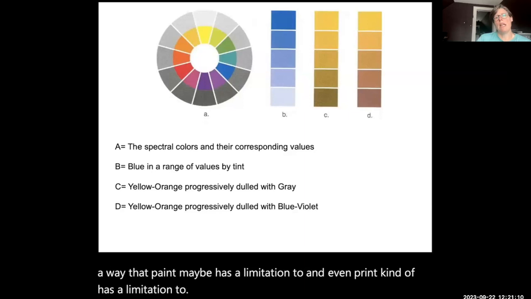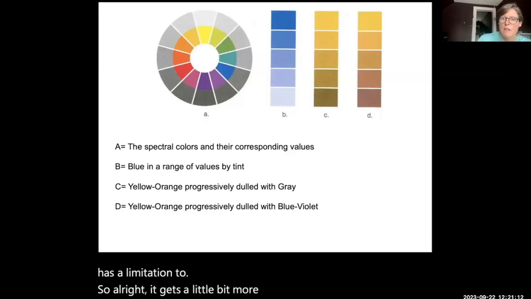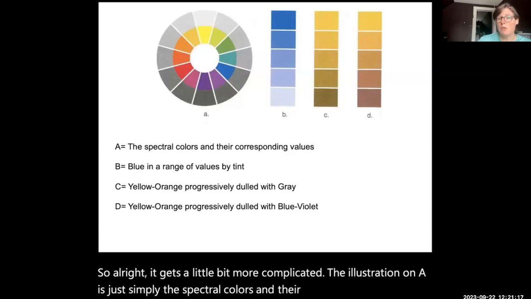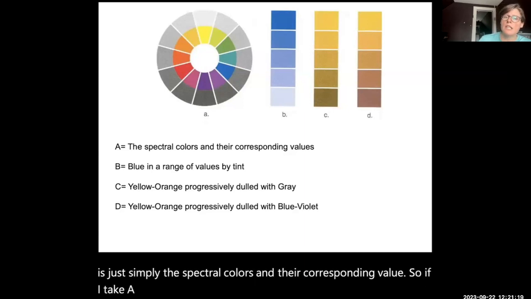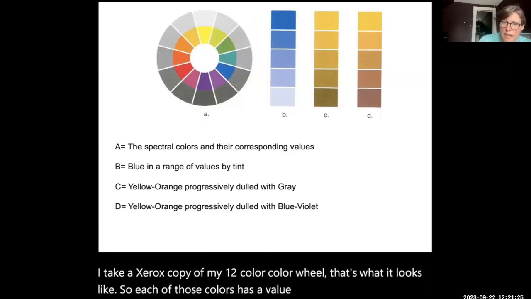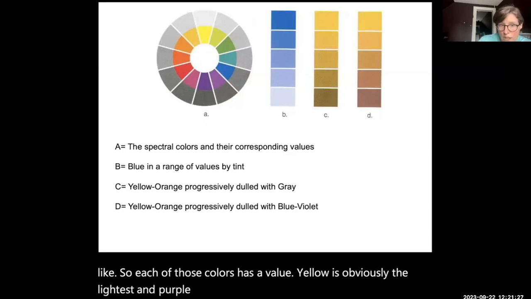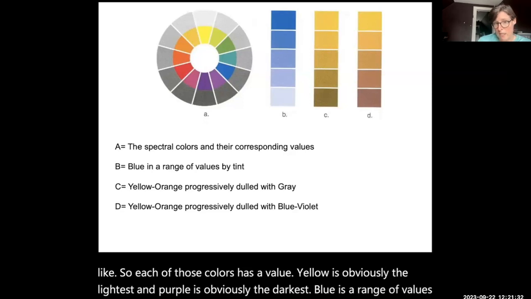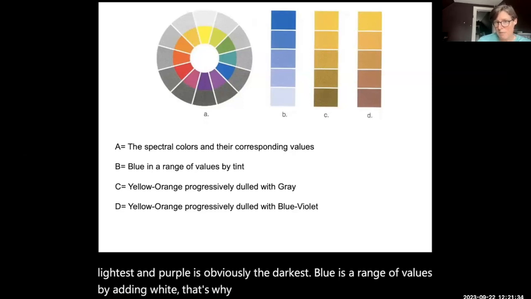So, all right, it gets a little bit more complicated. The illustration on A is just simply the spectral colors and their corresponding values. So if I take a Xerox copy of my 12 color wheel, that's what it looks like. So each of those colors has a value. Yellow is obviously the lightest, and purple is obviously the darkest. Blue is a range of values by adding white. That's one way to add a value, okay?